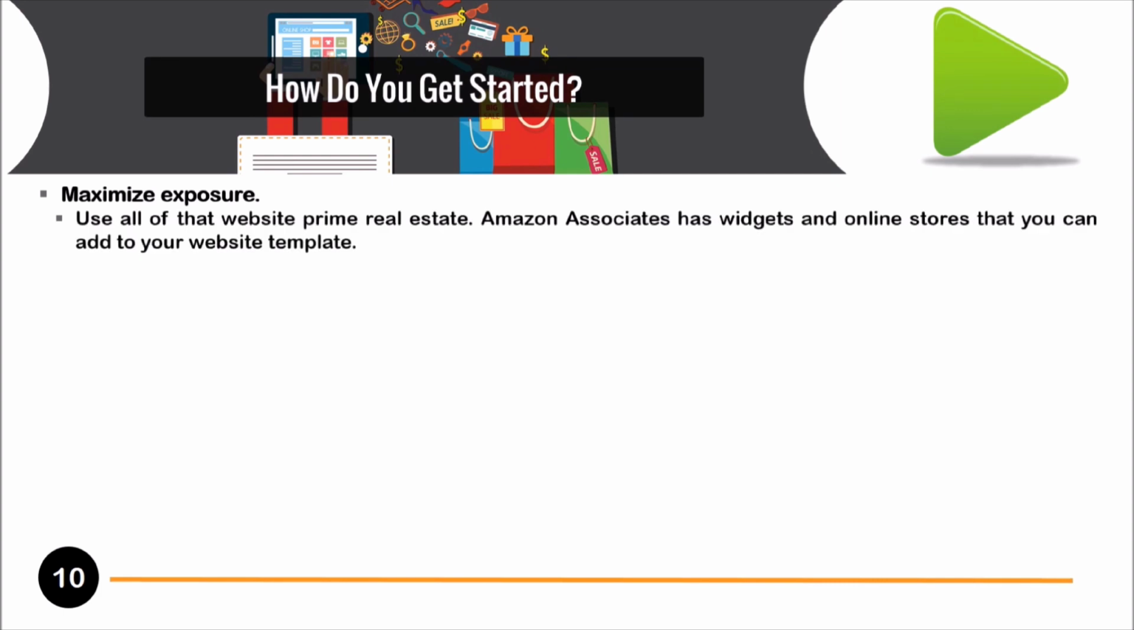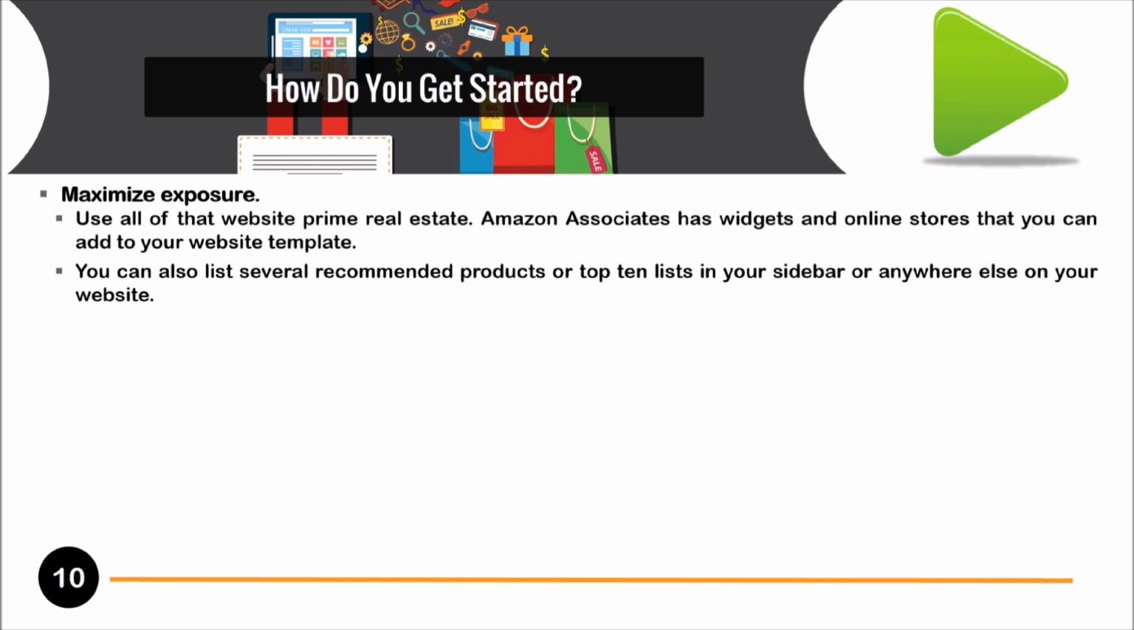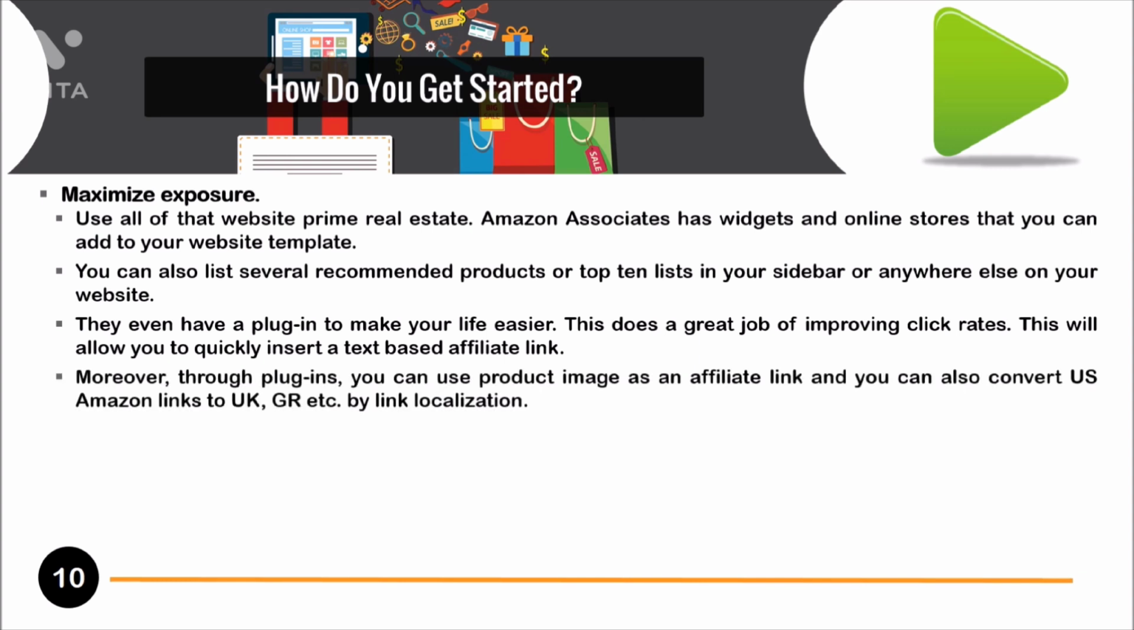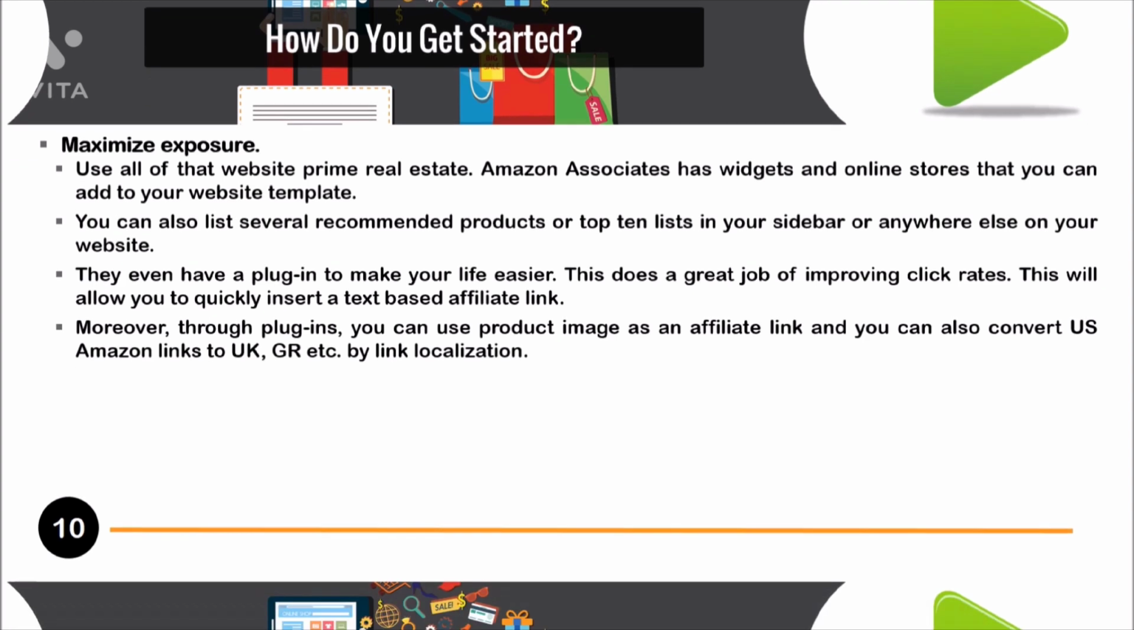Maximize exposure. Use all of that website prime real estate. Amazon Associates has widgets and online stores that you can add to your website template. You can also list several recommended products or top 10 lists in your sidebar. They even have a plugin to make your life easier. This does a great job of improving click rates. This will allow you to quickly insert a text-based affiliate link. Moreover, through plugins, you can use a product image as an affiliate link, and you can also convert US Amazon links to UK, GR, etc. by link location.